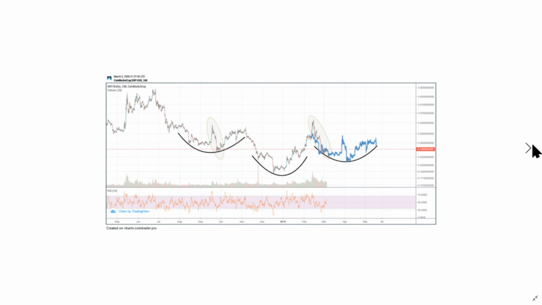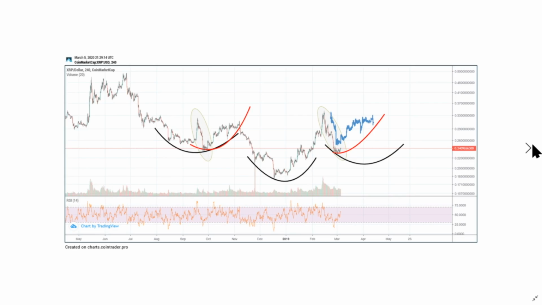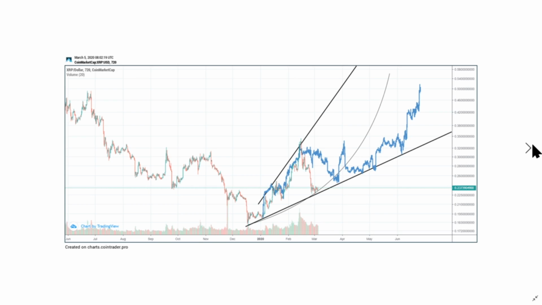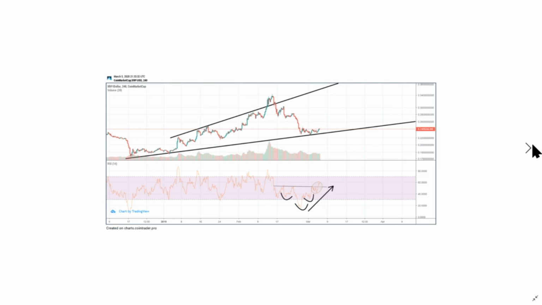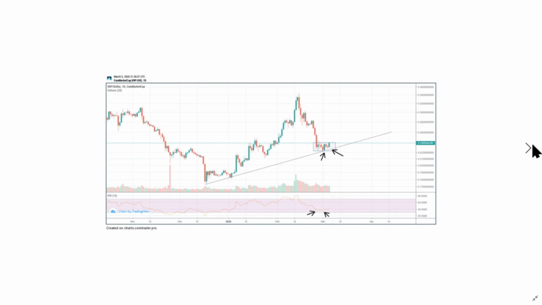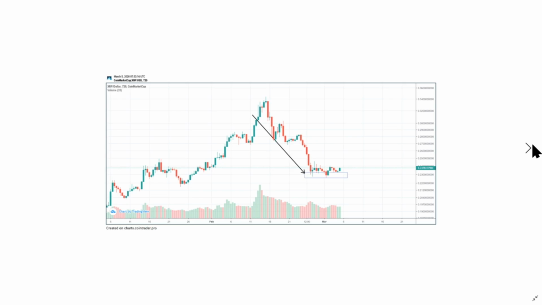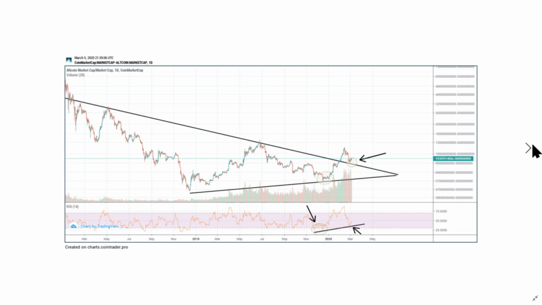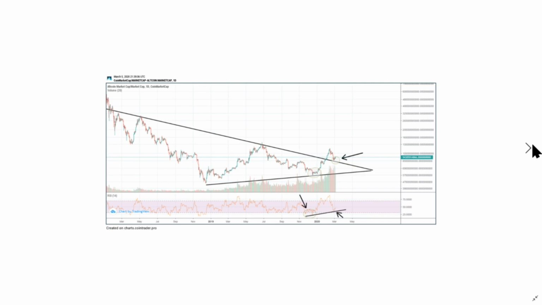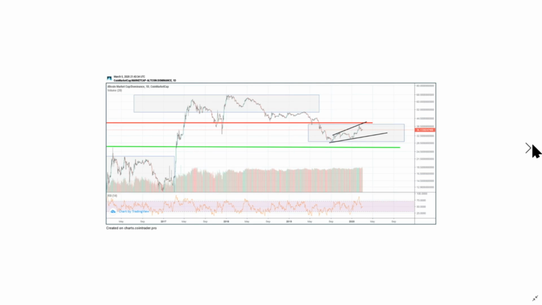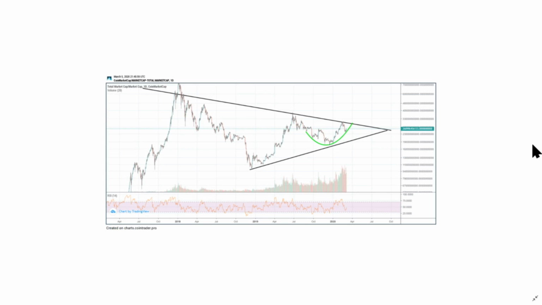Now I will take you guys through charts one after another, showing you what the market is presenting to us in different time scales, using different indicators and patterns. And I will be not only showing you guys charts of XRP, but also the altcoin market cap, the altcoin dominance, and the total crypto market.